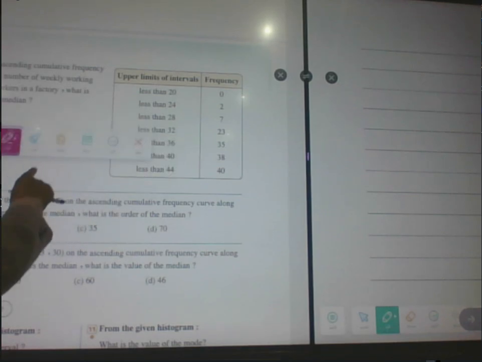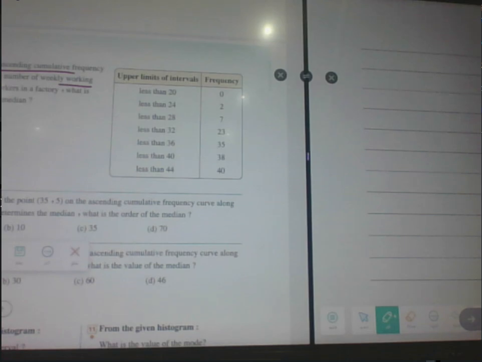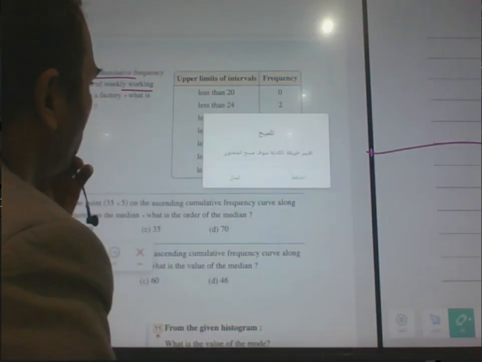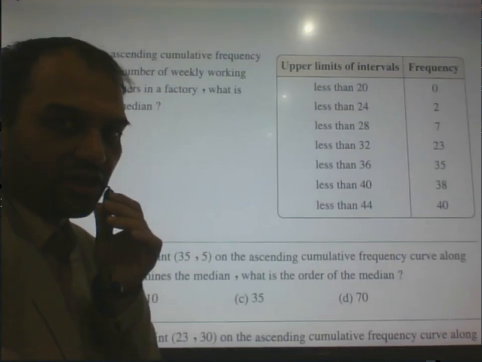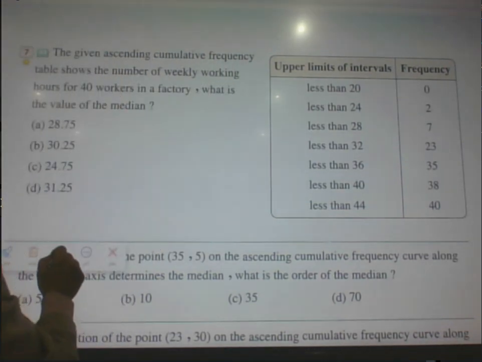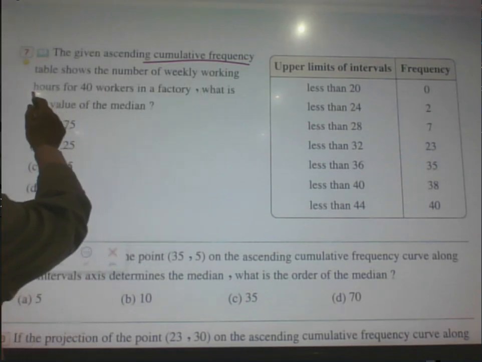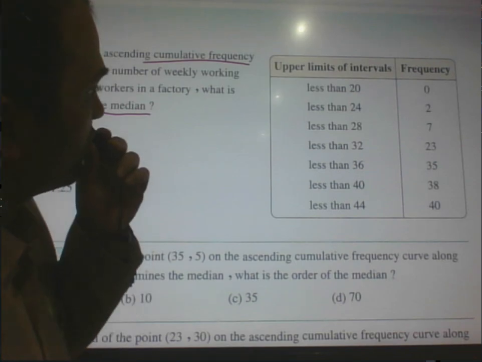He asked about what? The given ascending cumulative frequency table shows the number of weekly working hours for 40 workers. Okay, my students, pay attention. I will explain this question here. Look with me. This table is direct now. Okay, it's clear now. Listen to me again. The given ascending frequency table here shows the number of weekly working hours for 40 workers in a factory. What is the value of the median? He wants the value of the median.